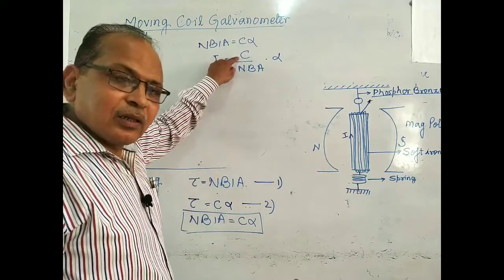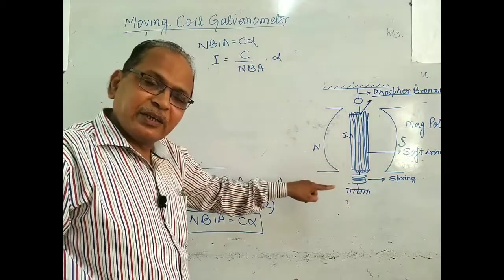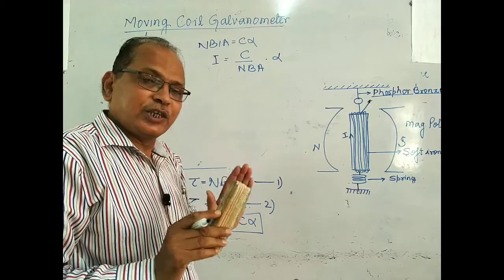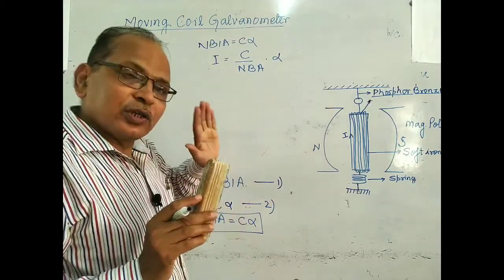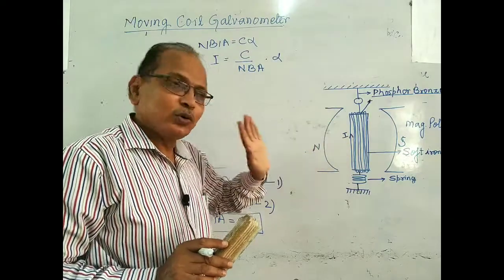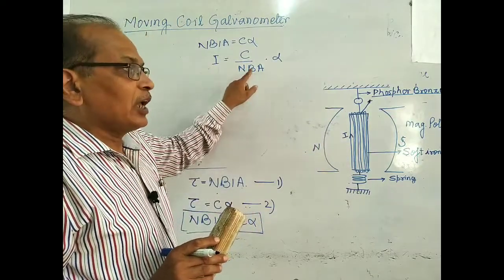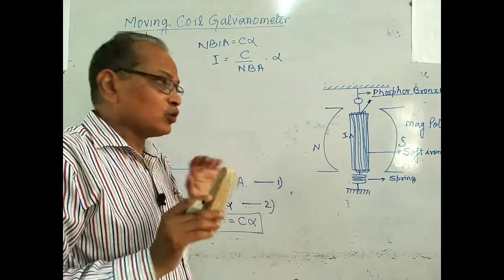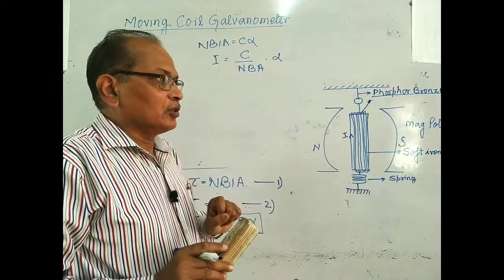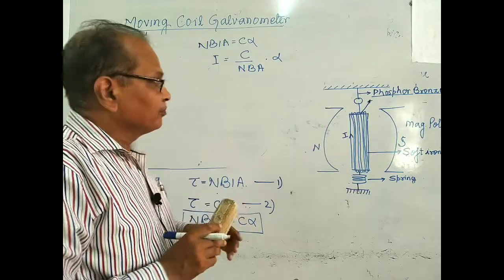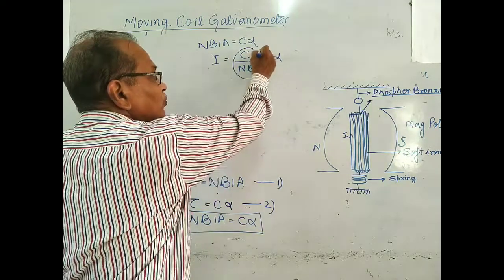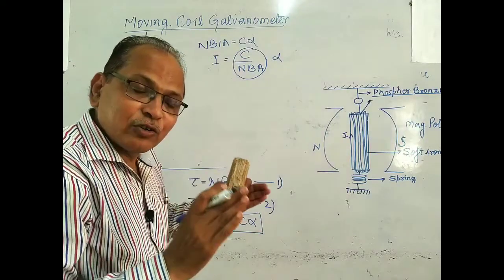is the couple per unit twist of the spring, which is constant, because a constant spring is fixed, so it will not change for a particular galvanometer. N is the number of turns on the soft iron core. B is the applied magnetic field, which is also constant. A is the area of the core of the soft iron. Therefore, this complete value will remain constant for a particular galvanometer.